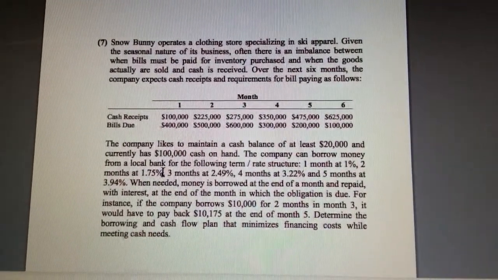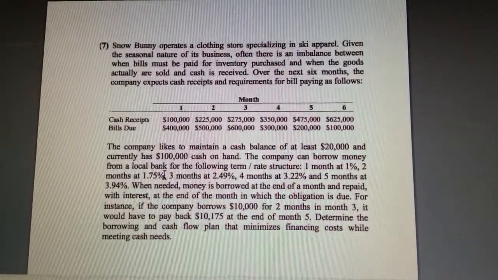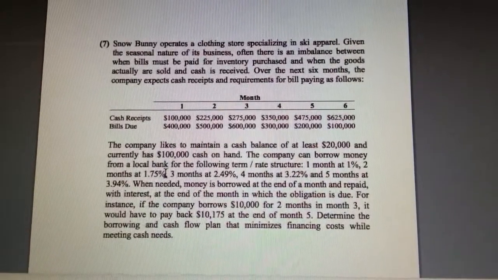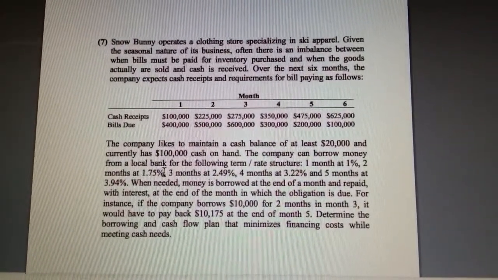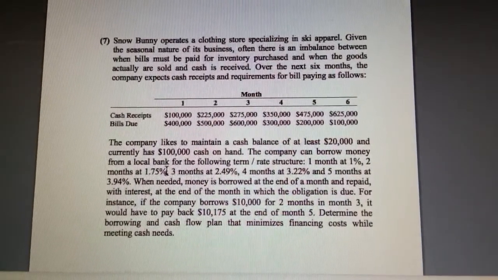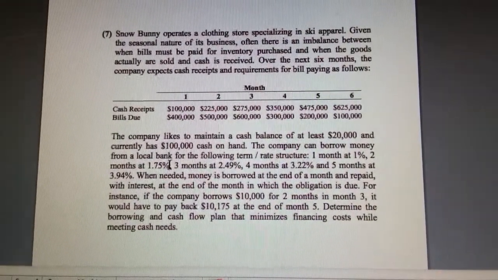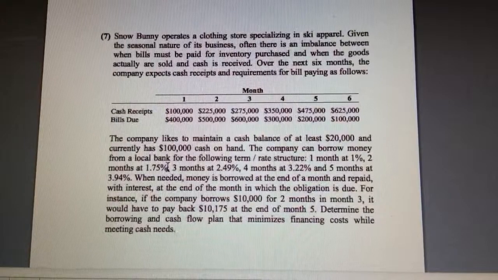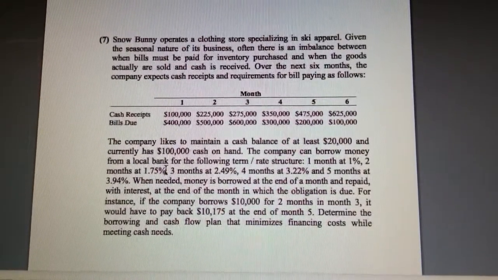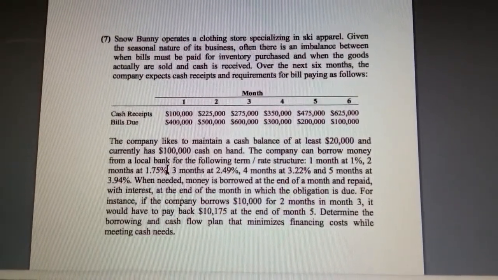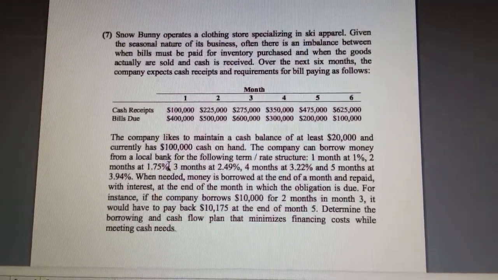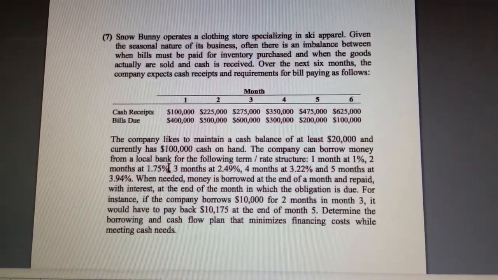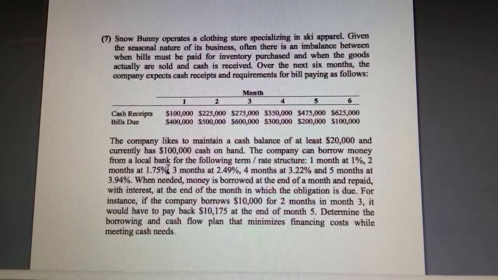The company likes to maintain a cash balance of at least $20,000 and currently has $100,000 cash on hand. The other thing is that the company can borrow money from a local bank at the following term per rate structure. So they can take a 1-month loan at 1%, a 2-month loan at 1.75%, 3-month loan at 2.49, 4-month and 5-month, etc. When needed, money is borrowed at the end of the month and repaid with interest at the end of the month of which the obligation is due.